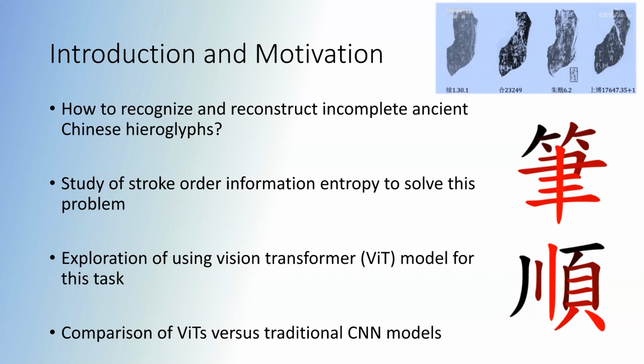I believe that using stroke order is a good way to approach this problem. Even if parts of a character are missing, stroke order can help identify the general structure of that character. Recently, vision transformers have shown great results in computer vision. They are more suitable for recognizing large-scale patterns, and this coincides with my needs for stroke order. In this project, I compare ViTs against traditional convolutional neural network models and examine whether ViTs can surpass them.